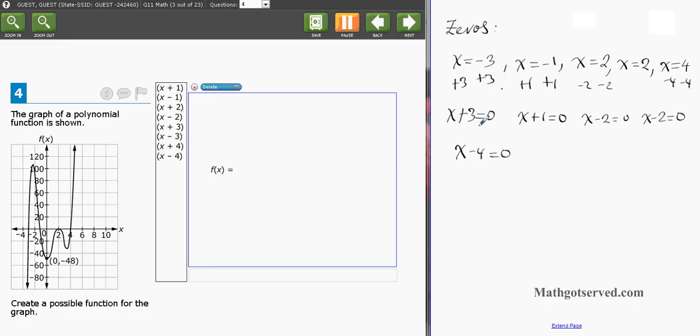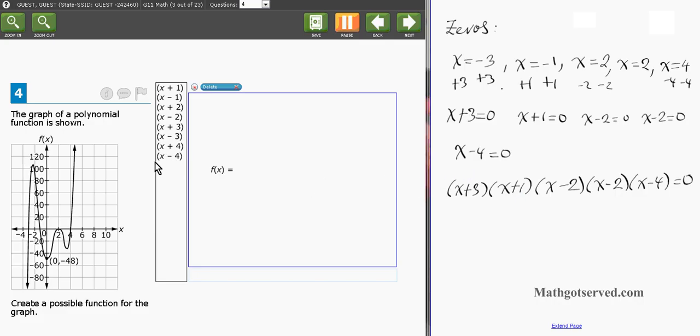Alright, so now we're going to multiply all these quantities and set them equal to 0. Okay, so we're going to have x plus 3 times x plus 1 times x minus 2 times x minus 2 times x minus 4 equals 0. Okay, so this is a drag and drop question again. So we're just going to pick up the factors in this order. The order doesn't really matter since multiplication commutes, but let's just keep our work consistent with our solution, okay?